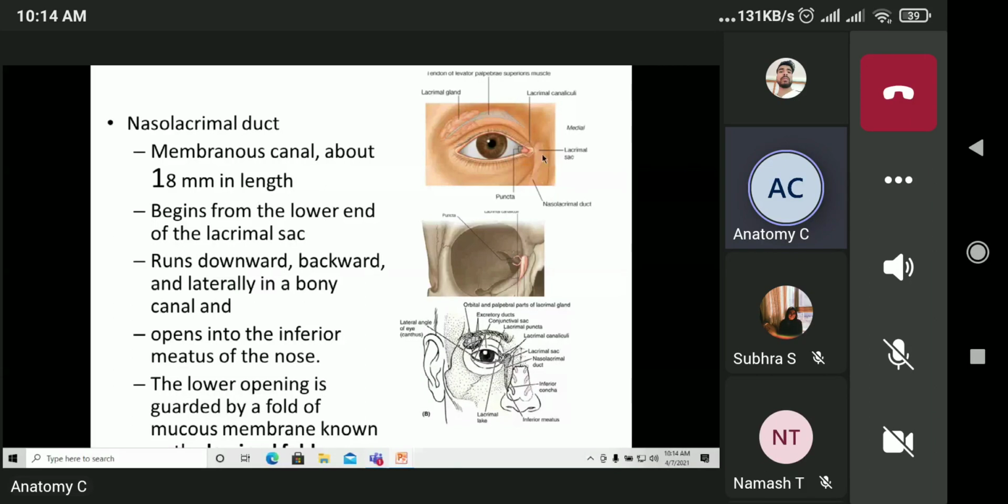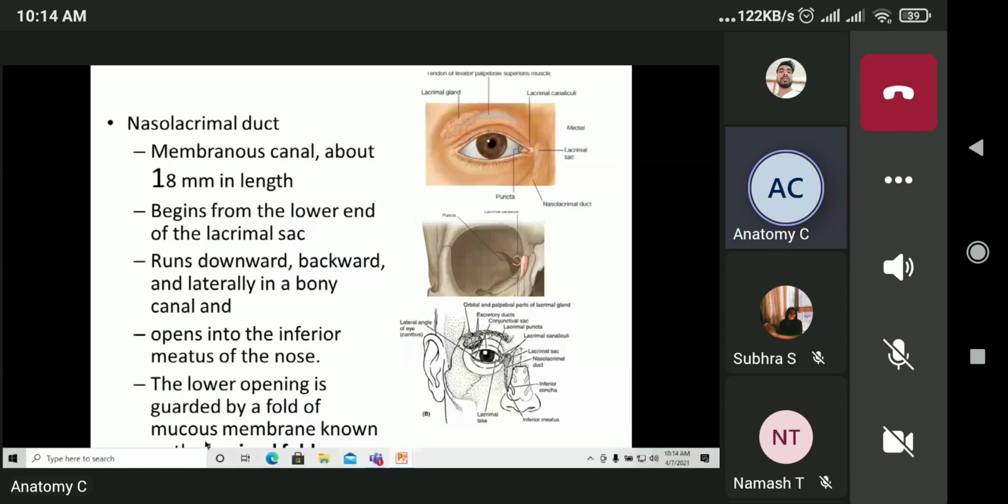Now we'll talk about the nasolacrimal duct. So this is the nasolacrimal duct. Look at here. It is a membranous canal about 18 mm in length. Look at it, 18 mm in length. It begins at the lower end of the lacrimal sac, over here, and runs downward, backward, and laterally in the bony canal, and opens in the inferior meatus of the nose. This is a common viva question which we ask in the first year, but we can also ask in the second year. So the nasolacrimal duct opens in the inferior meatus of the nose.